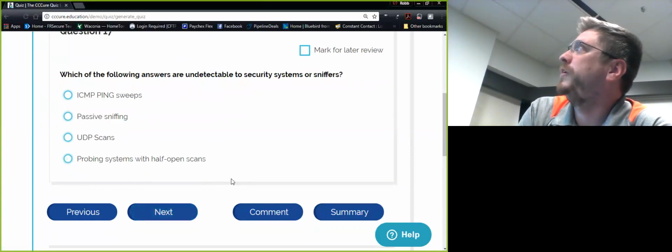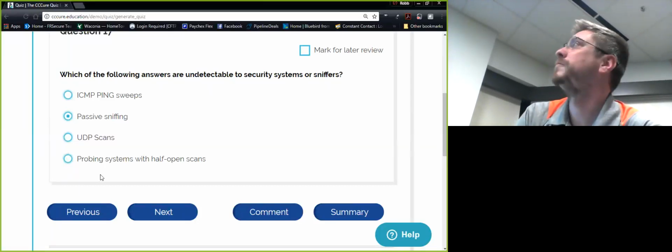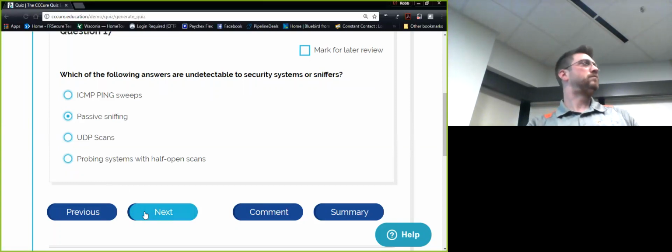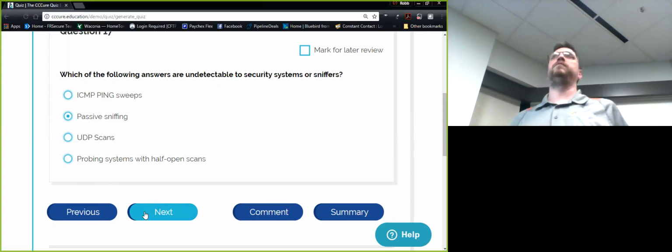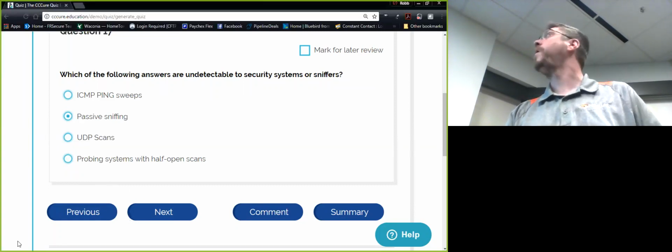Which of the following answers are undetectable to security systems or sniffers? ICMP ping suite, passive sniffing, UDP scan, probing systems. It's passive sniffing because you're not actually doing anything on the network. You're just listening. Yep. You'd have to send in. What is the device where they're expensive? You hook them up to your network and you can notice voltage errors and cables. You guys know what I'm talking about? Oh, I have no idea. Named after the company.